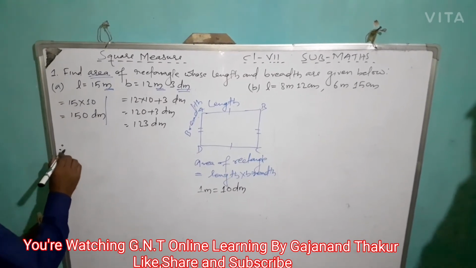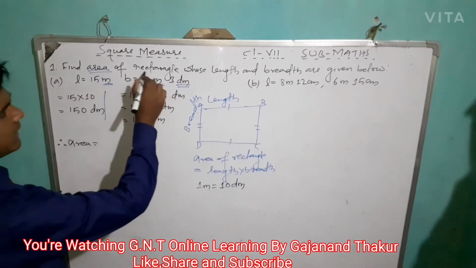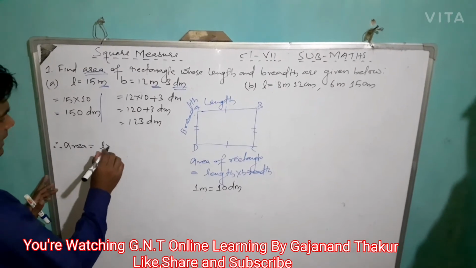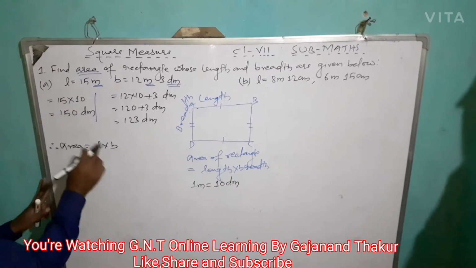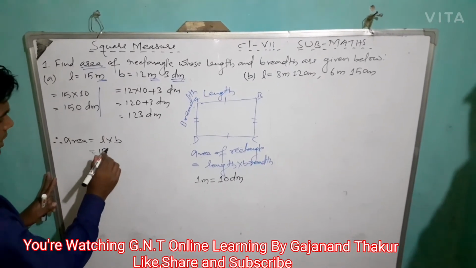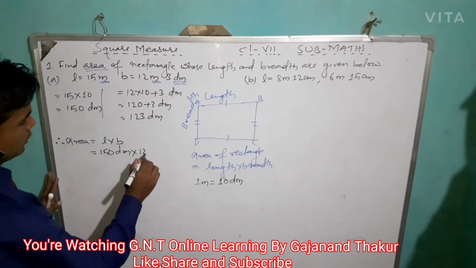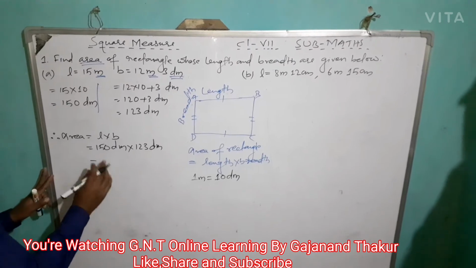Since the heading is already given as rectangle, we need not write rectangle here. So the formula is length into breadth. Its length is 150 decimeter and breadth is 123 decimeter. Now we need to multiply.